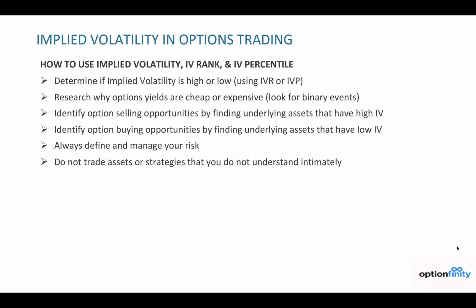So IV rank and IVP can be used to help identify option selling opportunities by finding underlying assets that have high IV, and also by finding underlying assets that have low IV in the case of buying opportunities, right? And it's important, again, I can't stress this enough, to always define and manage your risk on every single position you take with options, right? The majority of market players fail at longevity because they don't manage their risk, right?